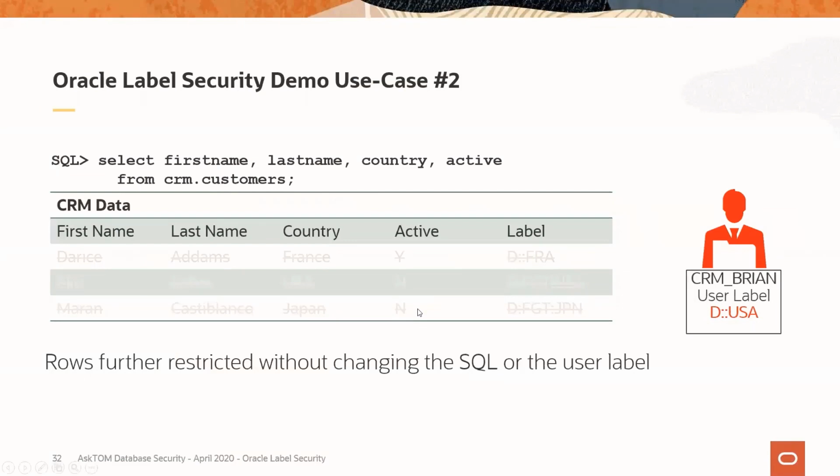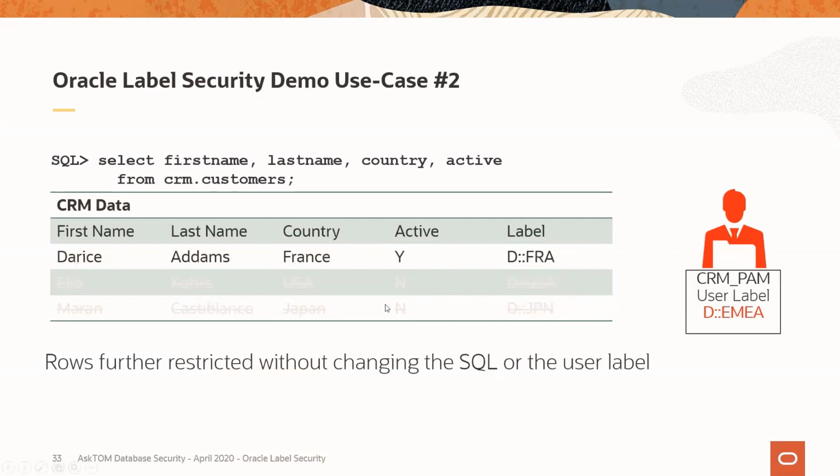Brian doesn't see any data anymore because Brian's only customer in the United States is inactive. Again, we haven't changed the predicate. We haven't changed any of the data. We haven't changed anything about the CRM users. We've added this. We're going to add this compartment to the row for inactive users.